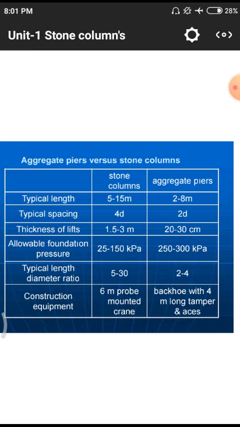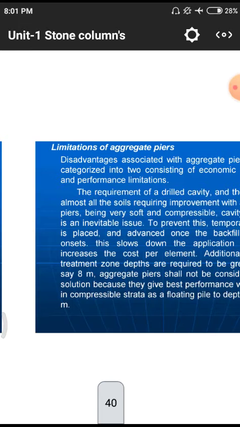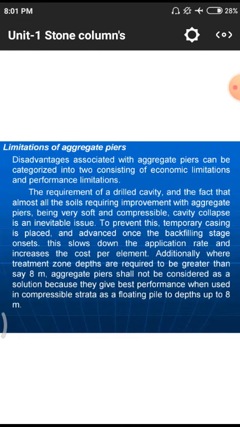That means they are using different kinds of these columns in different kinds of soils. After that, they have some clarity and idea of the usage of these stone columns. These are the limitations. They have disadvantages and limitations.